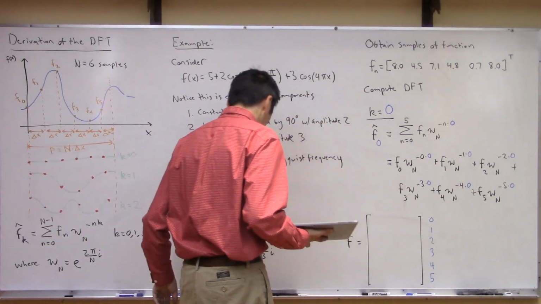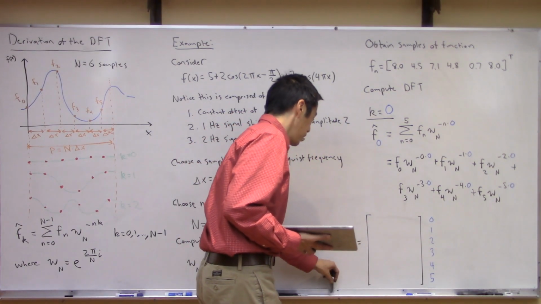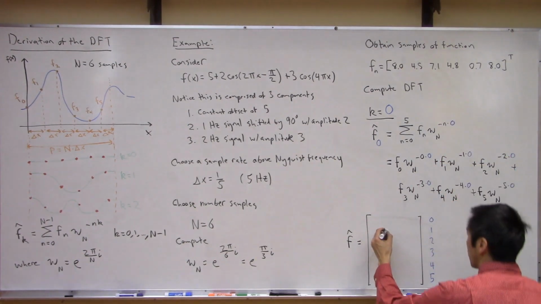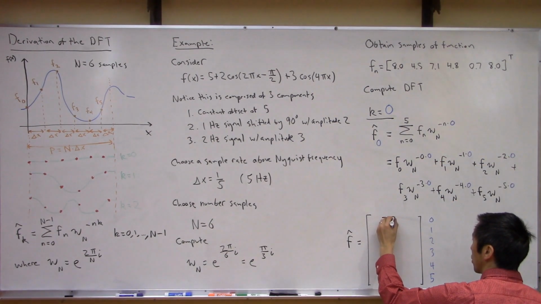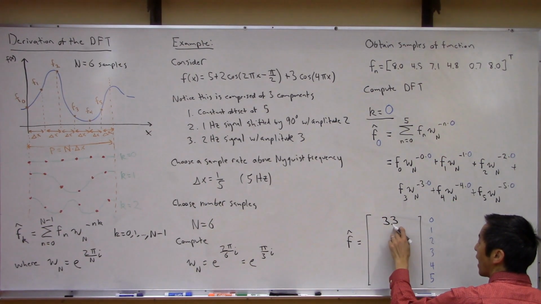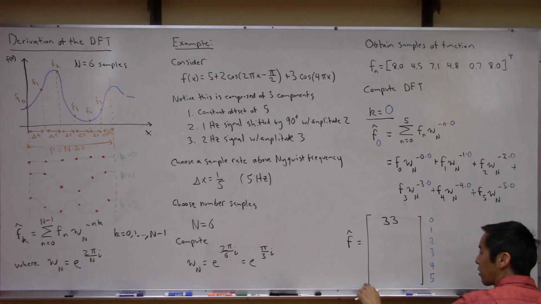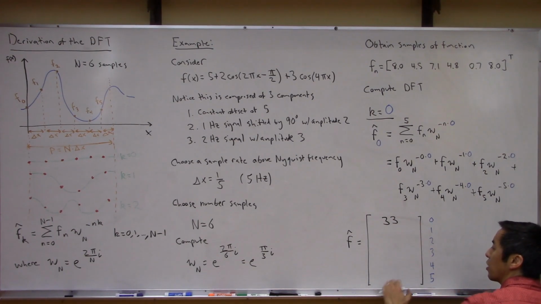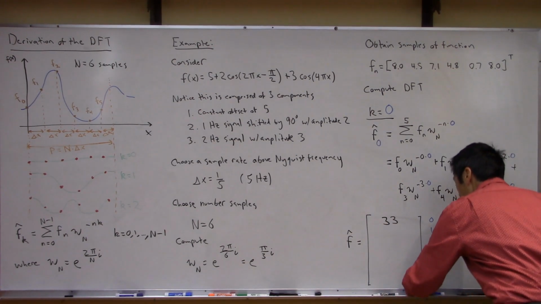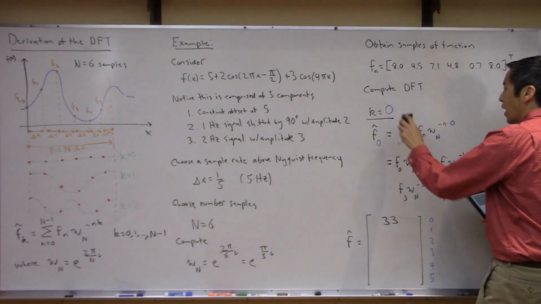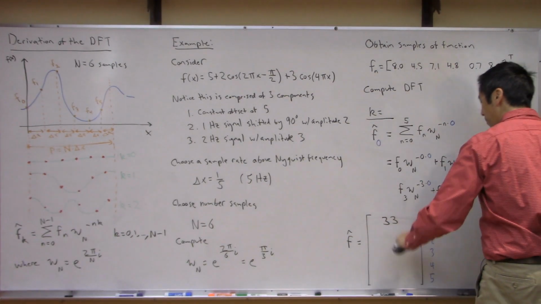In fact, you end up with just a real number because all these imaginary things are 0, and I think you end up with 33-ish. Okay, so f hat 0 is 33, and again, I'm going to start building up f hat as a big vector. So we just got the k equals 0 term. Now let's change this to k equals 1, and this is where it gets interesting. The equation does not change by very much at all.